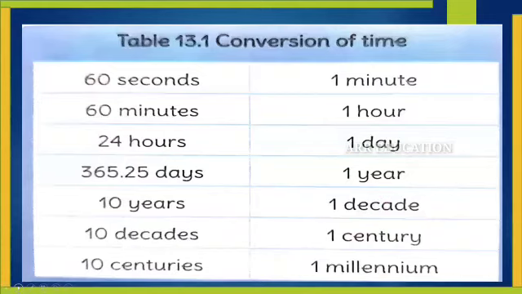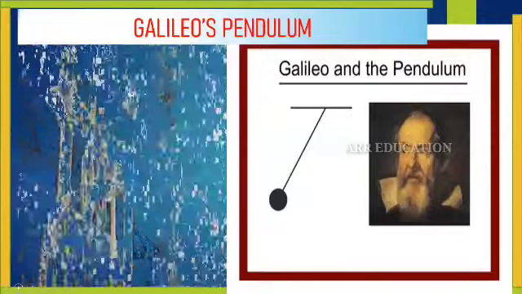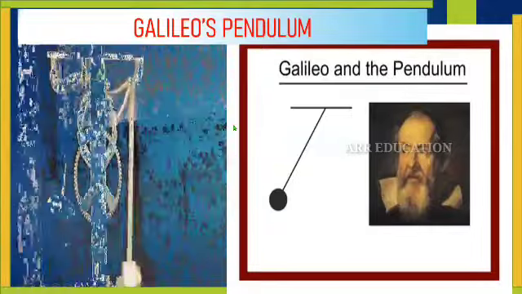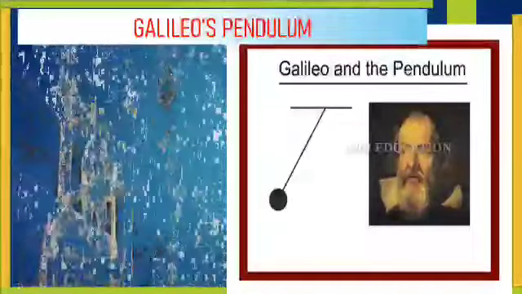So this is a table of conversion of units of measurement of time. Most of you might have seen this table many times, so I don't think I need to again explain this. So you might have heard of Galileo, the father of modern physics. He had even found the laws of pendulum, about which we are going to talk now.